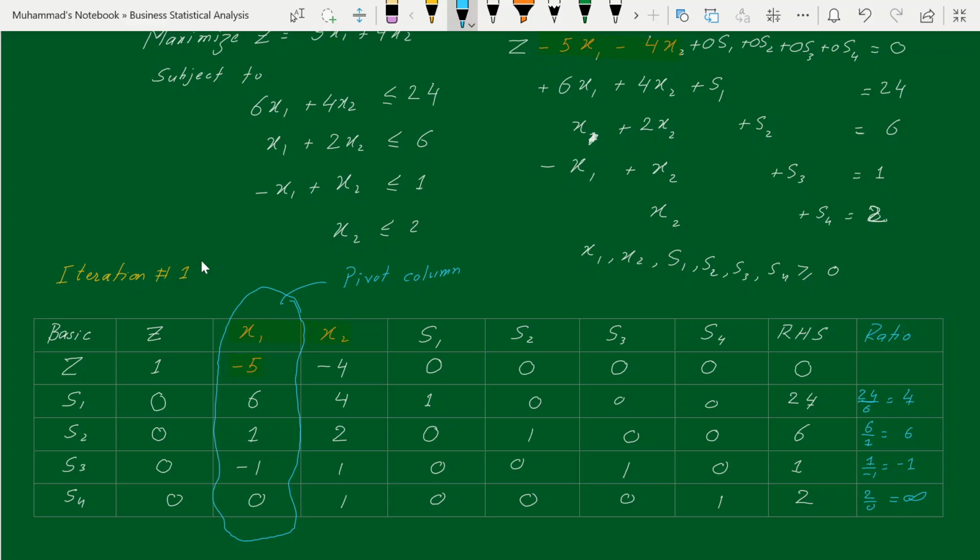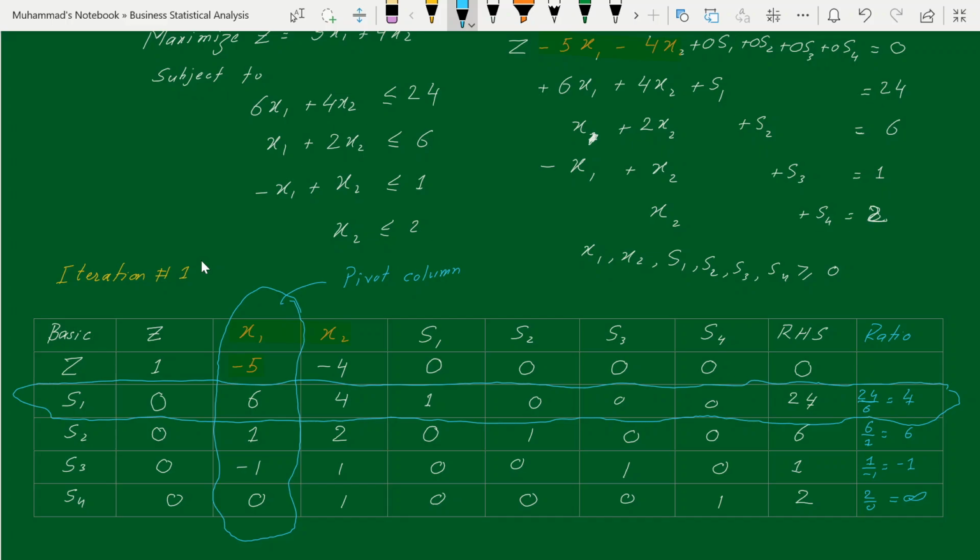Okay, so here we choose the minimum positive ratio. For the pivot column we choose the minimum ratio. The negative one we cannot choose, and infinity is too large a number, so we cannot choose it. So we are just left with 6 and 4. Since 6 is larger than 4, we choose this row as the pivot row. A row having the minimum ratio is called the pivot row, and the ratio is the right hand side of the equation to the coefficient of the pivot column that we get in this table.